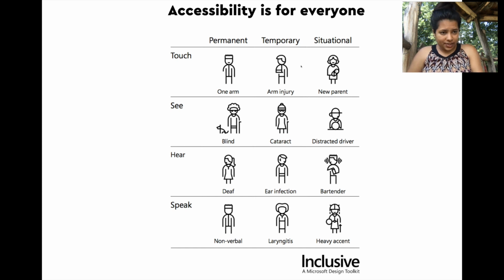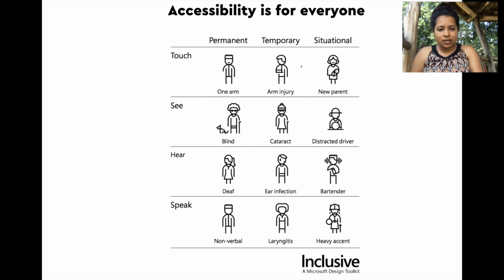There are 4 forms of disabilities, as you can see on my screen. It is like touch, see, hear, and speak. And also, disability is not just permanent, it could also be temporary or situational. So let's take an example of touch. If you are a one arm person, then it's a permanent disability. And if your arm is injured, then it's temporary. For a while your arm is injured, and then it could be fine. And then situational. This is interesting, right? If you are a new parent, then holding your baby in one hand and accessing a mobile on the other hand, it's also a disability.